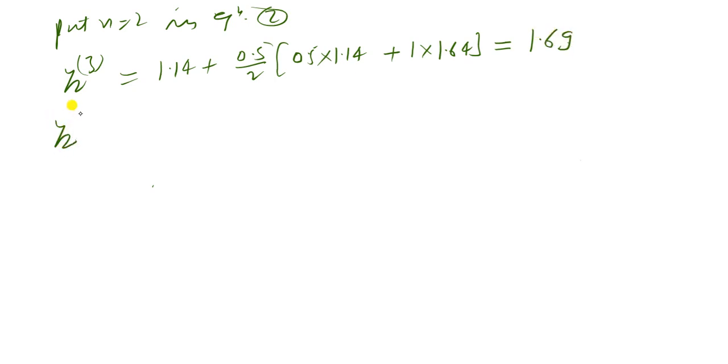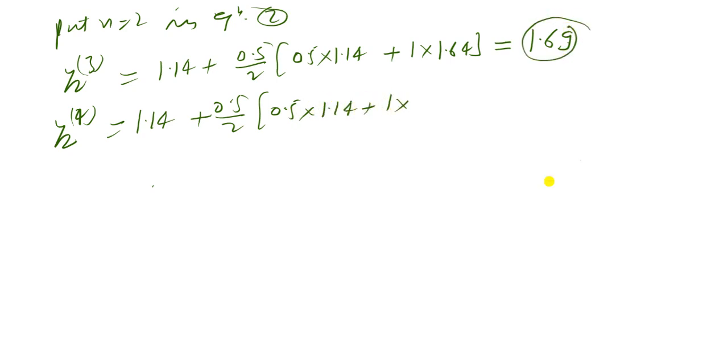Similarly y24 is equal to 1.14 plus 0.5 upon 2, 0.5 into 1.14 plus 1 into, that is this value replaced with this, so this will be 1.69, and simplify this with the help of the calculator, then 1.71.